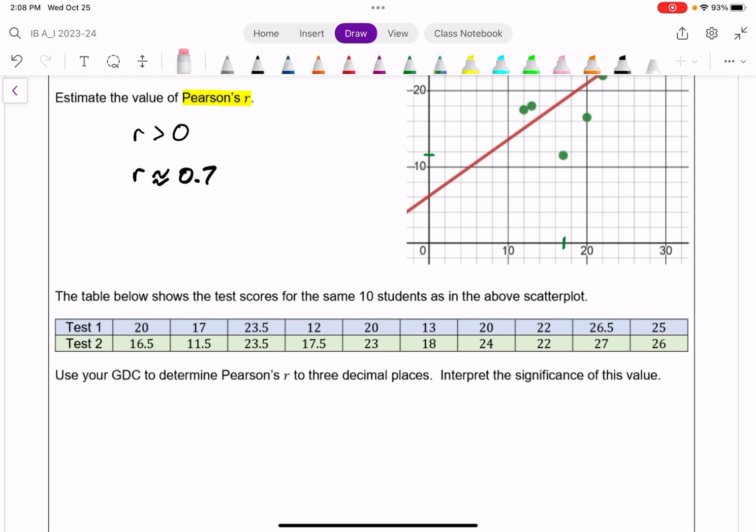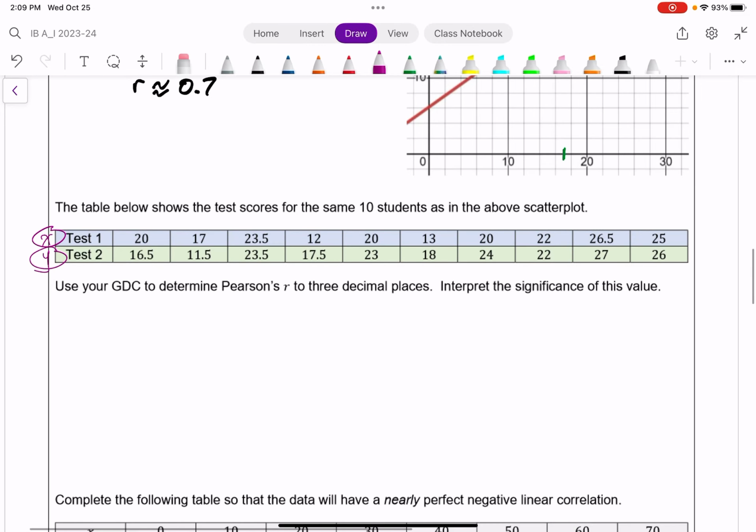Now, depending on what GDC you're using, the exact process of how you find this differs. But in general, as with anything else we've done in statistics, we want to create a table using these values. This would be our X, this would be our Y, or this would be our first column, this would be our second column. And then if you're using the TI-84, which is what most people are using, you want to find linear regression, which is one of the menu choices when you go to the calculator option.